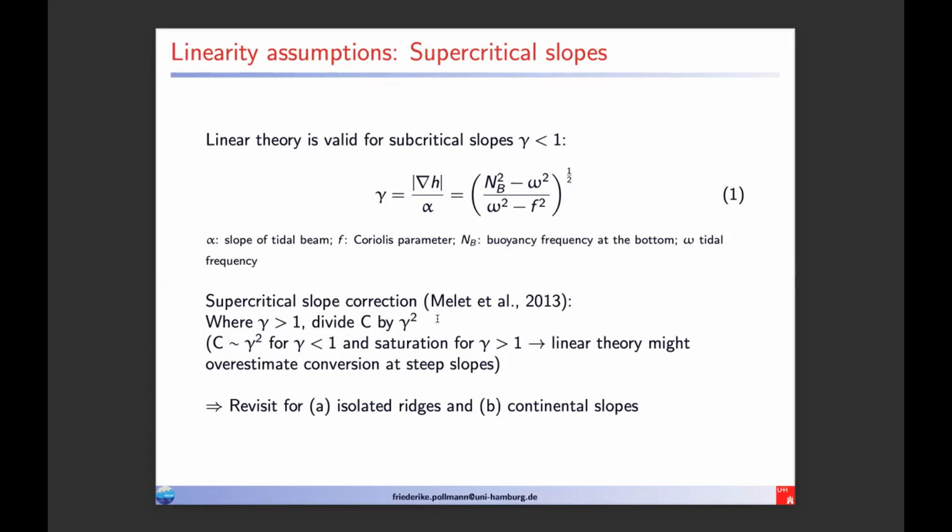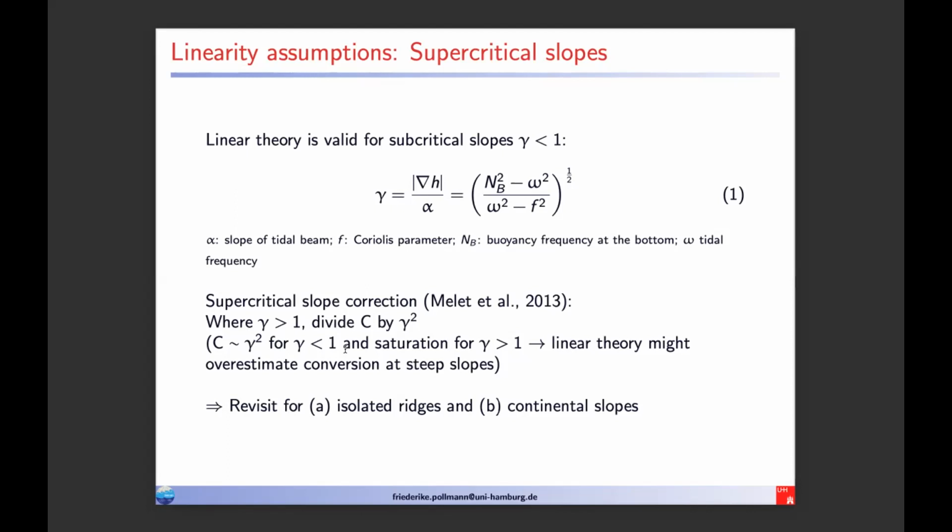This is based on the observation that in the linear regime, the conversion scales with the parameter squared. But then as you increase it to the nonlinear regime, there's some saturation, and this would not be seen by the linear theory. So essentially it would overestimate the conversion at supercritical topography and needs to be corrected somehow.